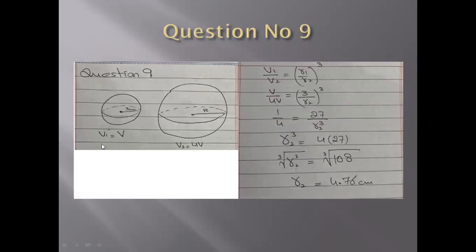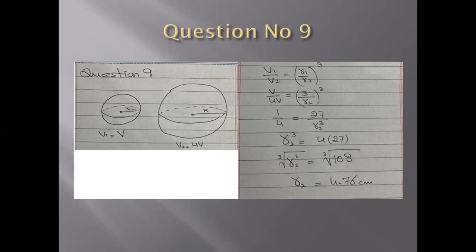So let's say the smaller sphere, its volume is V, radius is 3 centimeter. The volume of the larger sphere is 4 times the volume of the smaller sphere, so its volume will be 4V. Its radius we don't know, and because both of the spheres are similar to each other, the ratio of their volumes will be equal to the cube of the ratio of their radii. So V1 by V2 equals R1 by R2 whole cube. So V1 is V, V2 is 4V, equals to the small sphere's radius 3, and the big sphere's radius we want to find out.